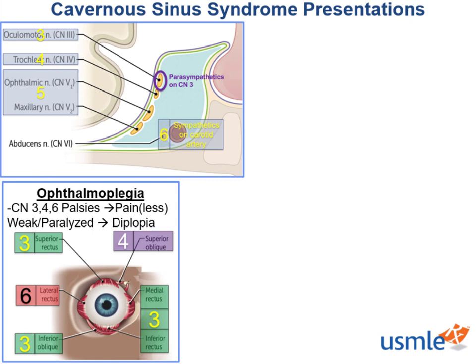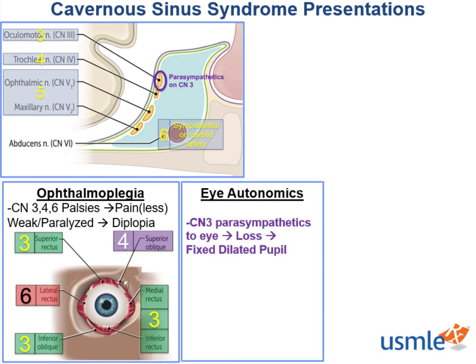be painless or painful. If there is an infection within the orbit, this can result in painful eye movements due to swelling, congestion, for example. Patients usually present with visual changes, such as double vision or diplopia. Autonomics to the eye can also be disrupted.